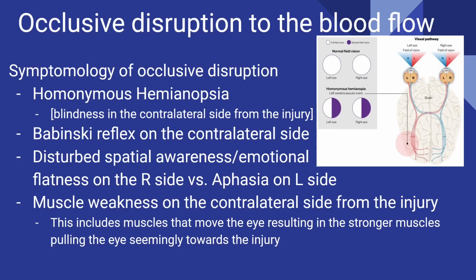And then, as we all know, you have a lot more muscle weakness on the opposite side of the injury. And this also includes, and they'll try to test you on this, muscles that move the eye. So if we lose muscular function on the opposite side of our injury, let's say we have a left-sided injury, we'll lose the right-sided muscles of our eye. And so the left-sided muscles will be strong and pull the eye to the left. So what they like to say is you'll look towards the boo-boo. You'll look towards the injury.